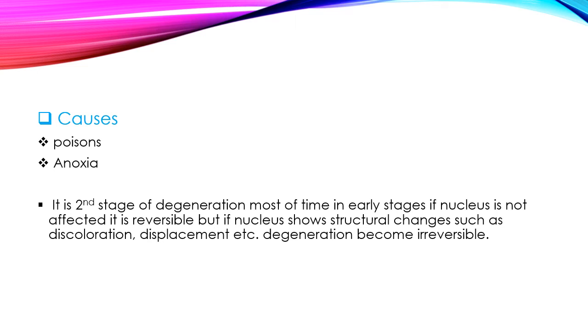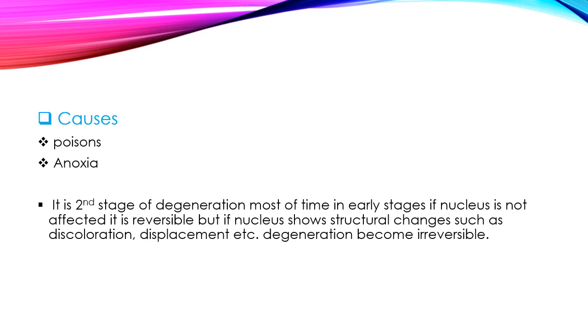Fatty degeneration is the second stage of degeneration, because the first stage of degeneration is cloudy degeneration. Most of the time, in the early stages, if the nucleus is not affected, it is reversible. But if the nucleus shows structural changes such as discoloration and displacement, the degeneration becomes irreversible. But in most cases fatty degeneration is detected early, so the nucleus is not affected and it is reversible.